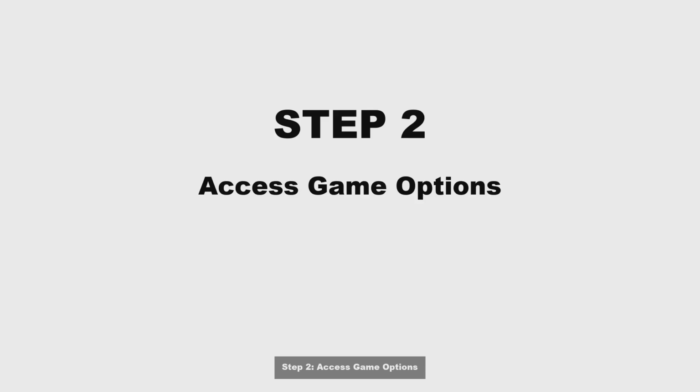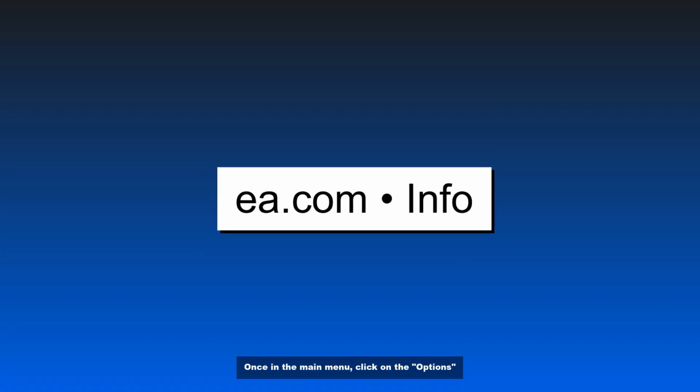Step 2. Access game options. Once in the main menu, click on the Options button. This will take you to the Settings menu where you can adjust various game preferences.